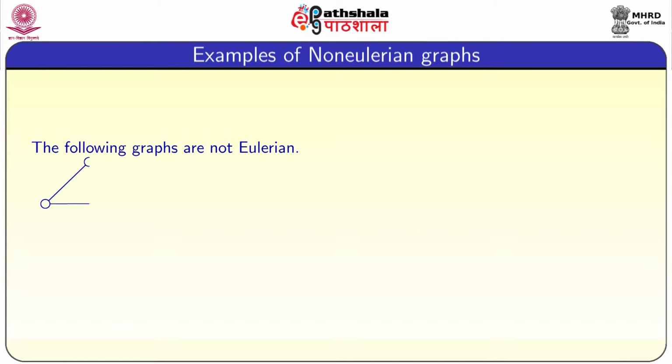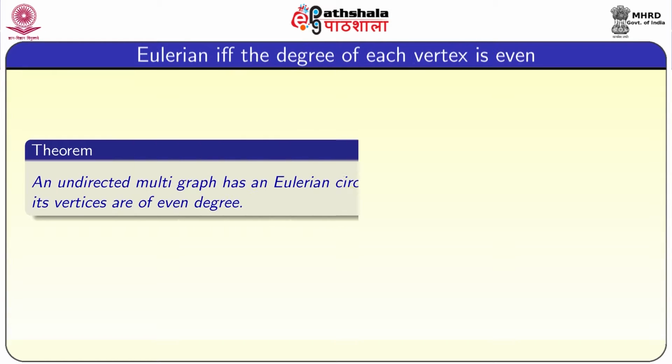And the following graphs are not Eulerian. The first graph is easy to see: there is no cycle here, so clearly it is not Eulerian. The other two can also be checked easily. Start at any vertex, visit all the edges and come back to the original vertex; that is not possible. So all these three are not Eulerian graphs.